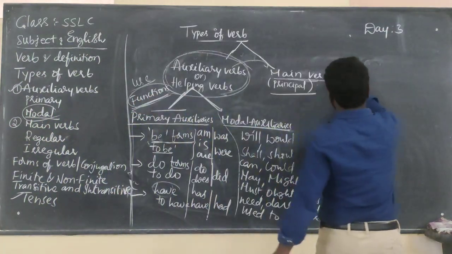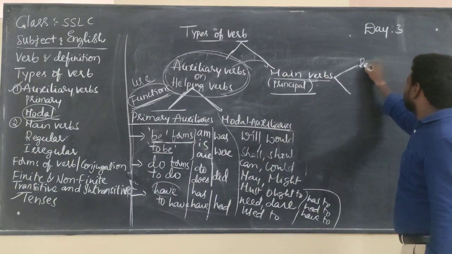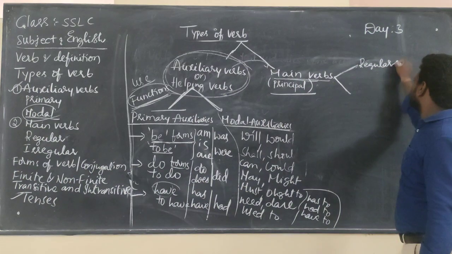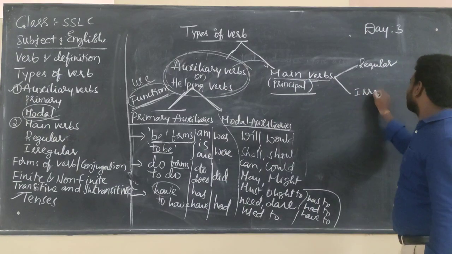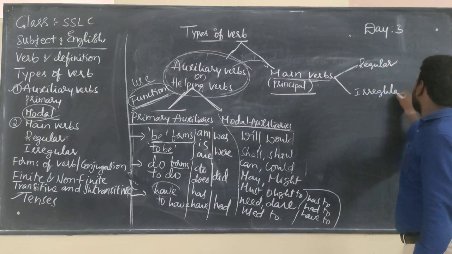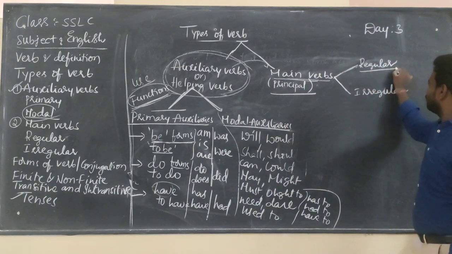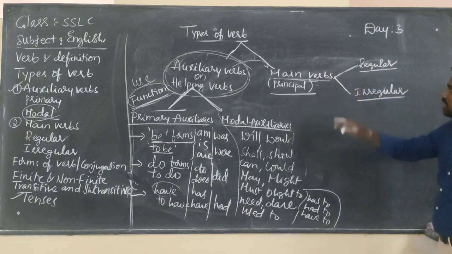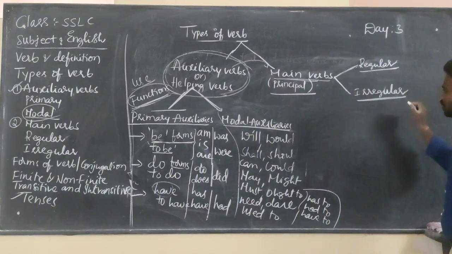The main verbs are of two kinds. What are the main verbs? The first one is regular verbs, and the second is irregular verbs. Main verbs can be classified as regular and irregular verbs.